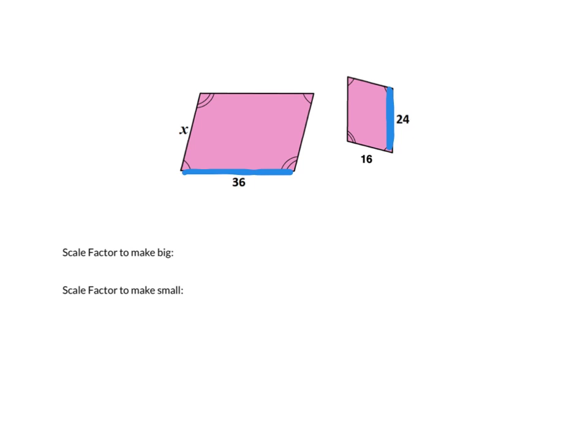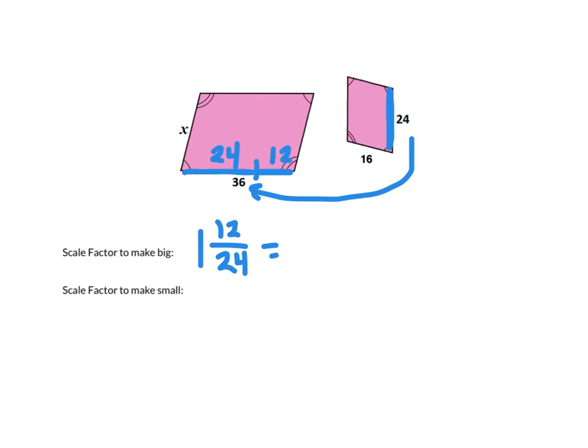We need to think, how many groups of 24 can I make with 36? So I know that I can fit one full group of 24 in, and the remaining part is only 12. So I can fit one full 24 in, and the next group of 24 is only 12 out of the 24. And then we need to recognize that that is equal to 1.5 by simplifying.